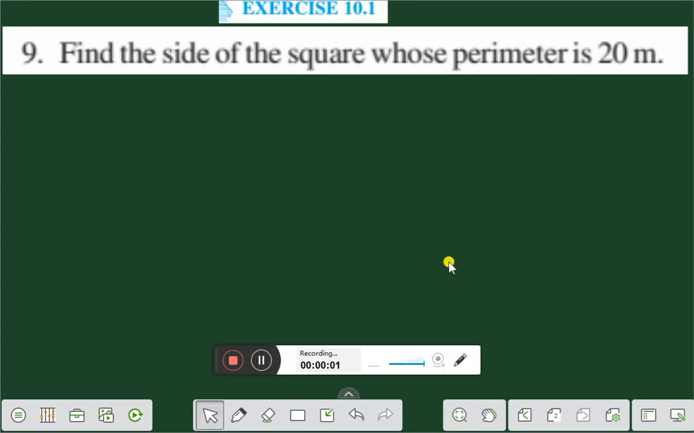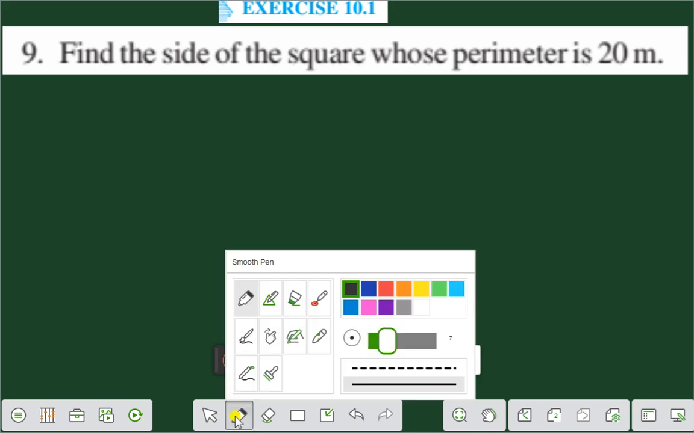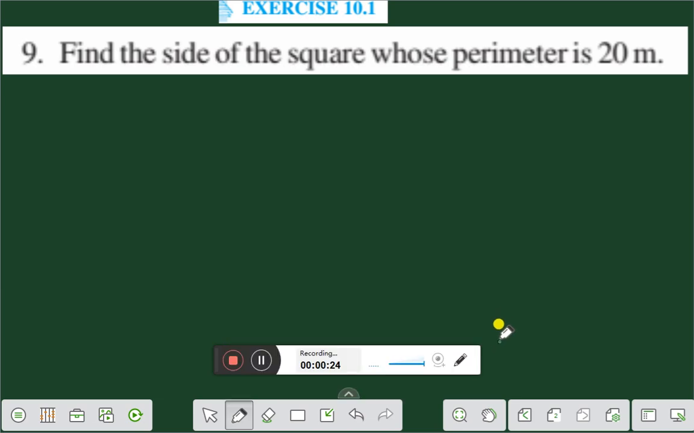Hello everyone. Today we shall discuss exercise 10.1 question number 9. Find the side of the square whose perimeter is 20 meter. Find the side of the square whose perimeter is 20 meter.